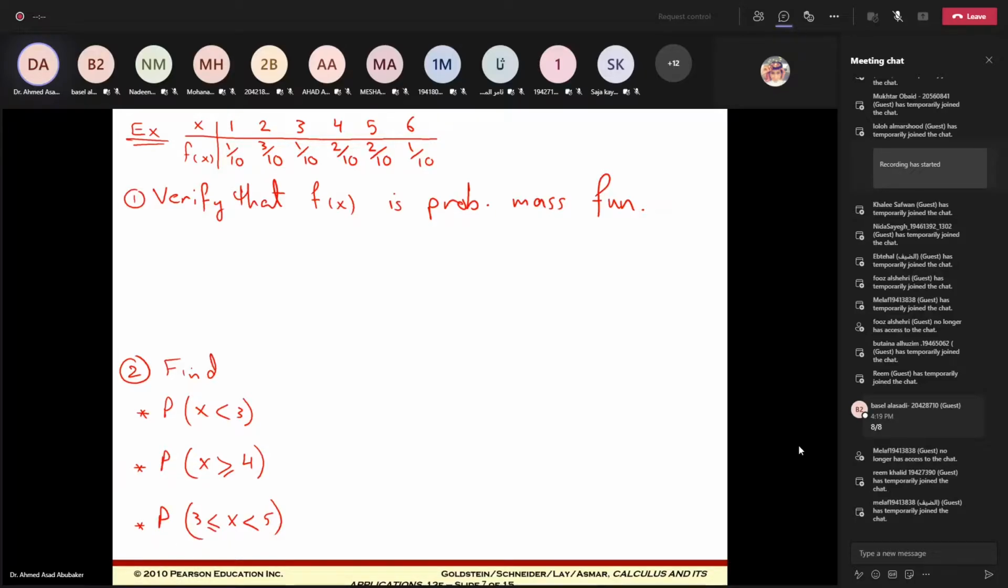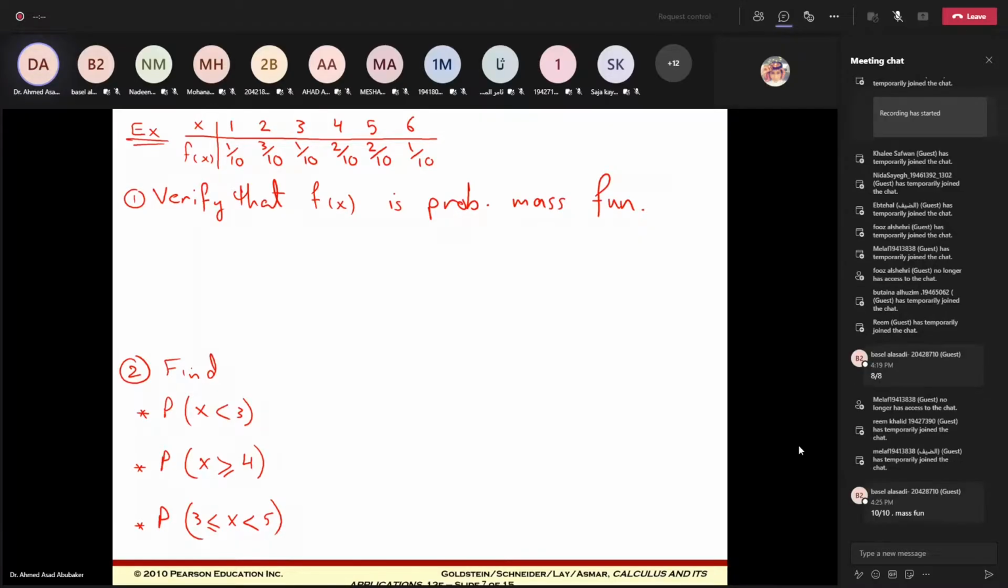To verify whether the function f of x is a mass function or not, firstly, is f of x greater than or equal to 0? Yes, for all x belonging to 1, 2, 3, 4, 5, and 6. All the values of x, if we substitute in f of x, the value of f of x is positive. The second condition, the summation of f of x for all x must be equal to 1.